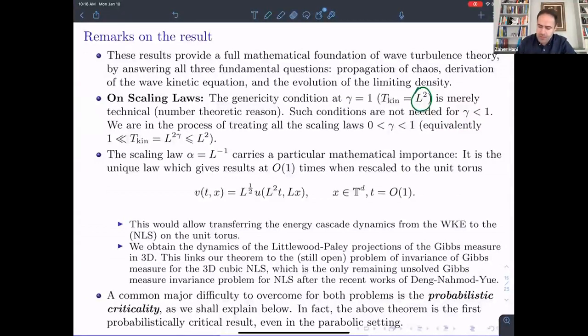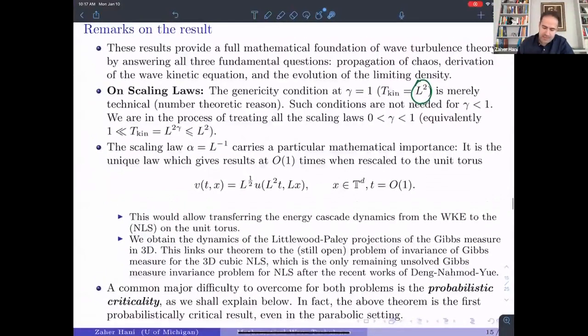And so if you don't want to assume genericity conditions on the aspect ratios, as I already mentioned, the range of scaling laws is gamma between 0 and 1, and we are in the process of treating all of them uniformly at this point. Okay, but still, when we wrote this result over here, we were particularly interested in the scaling law alpha equals L inverse, because it carries a particular mathematical importance, based on our interests at least.